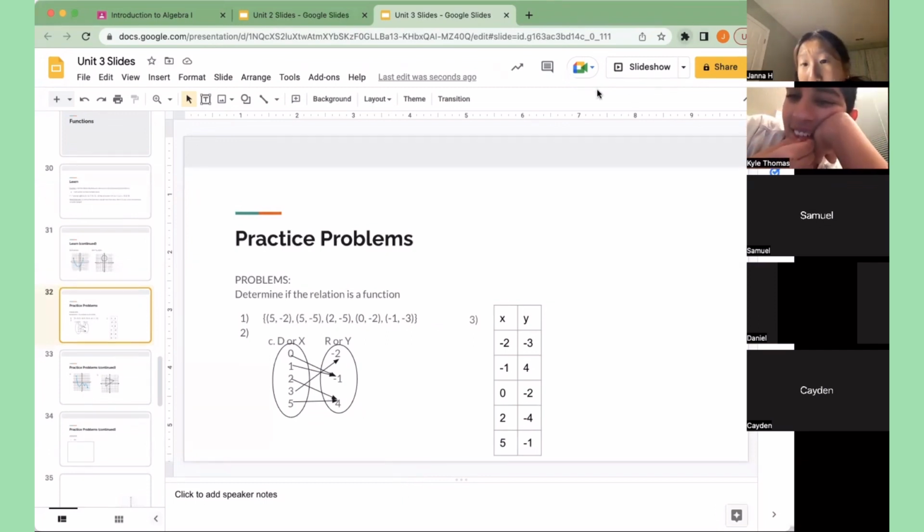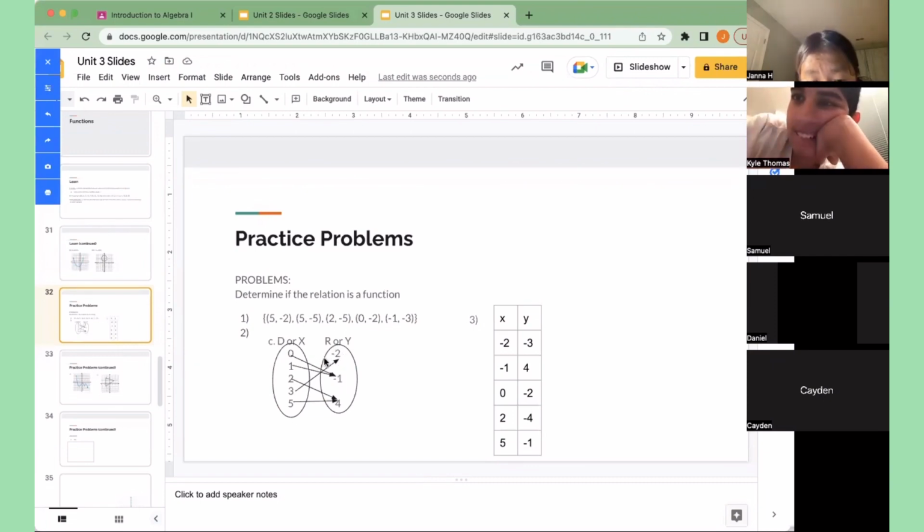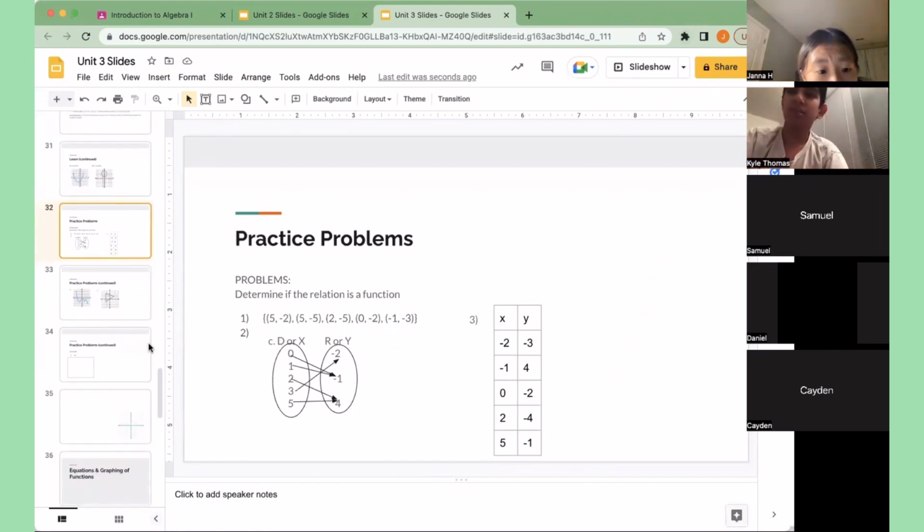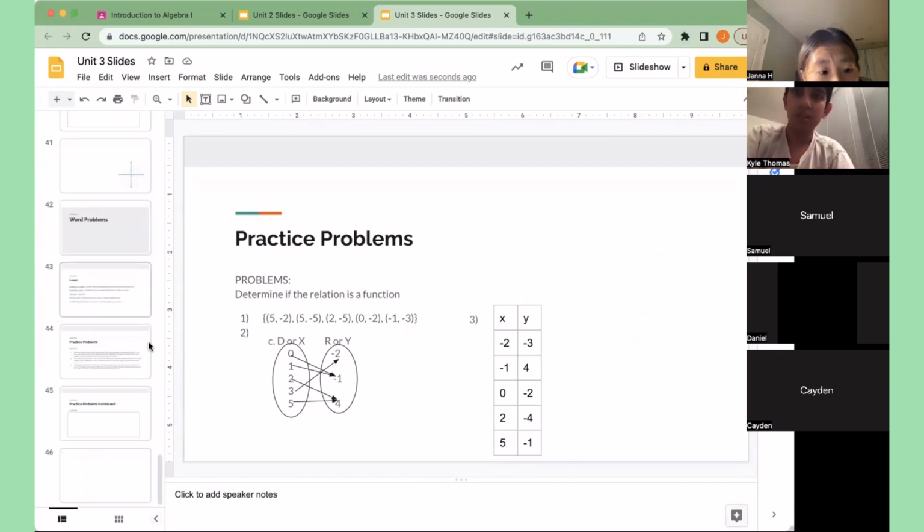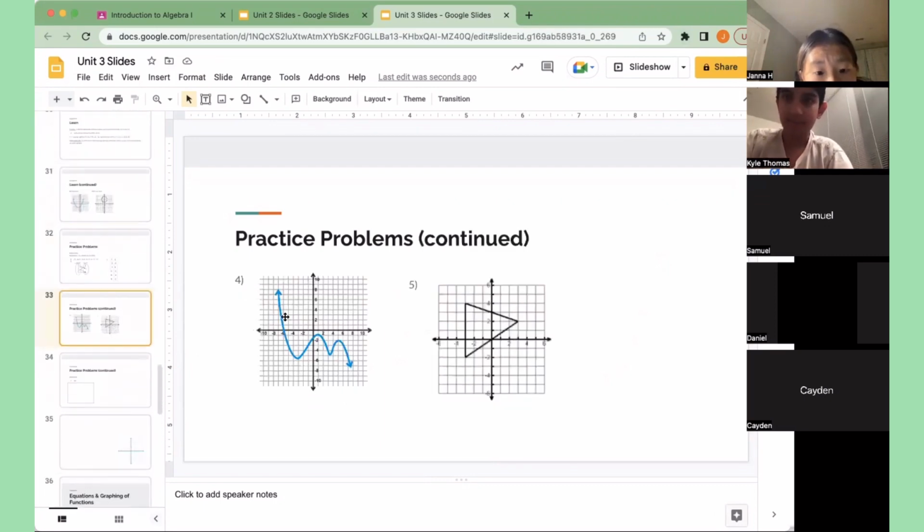Okay, yes, these are both functions. You might see here the outputs have multiple inputs, but that is fine for number 2. And then this, the inputs never repeat, so that is a function. Okay. Yeah, why don't you guys try number 4 and number 5? And this should be quick.